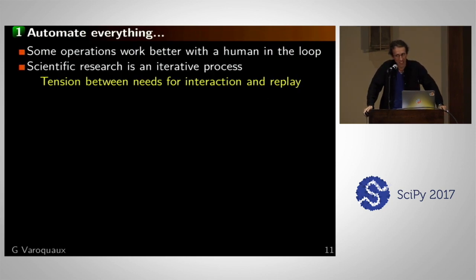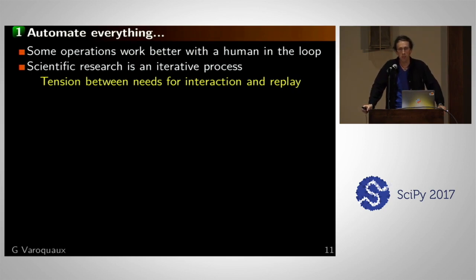Now, of course, it's a bit more challenging. And the reasons are that some operations work much better with a human in the loop. So labeling some things, some insights on data. So basically there are humans in the loop. Science has humans in the loop. The other and related challenge is that scientific research is an iterative process.